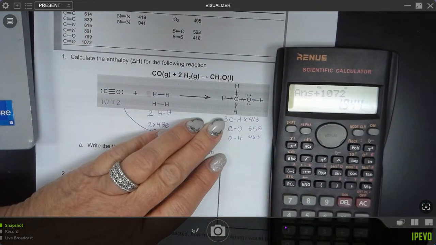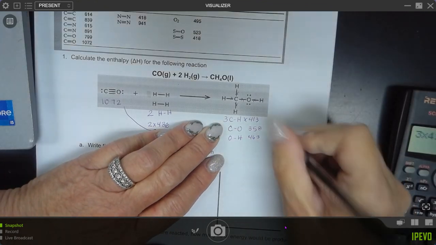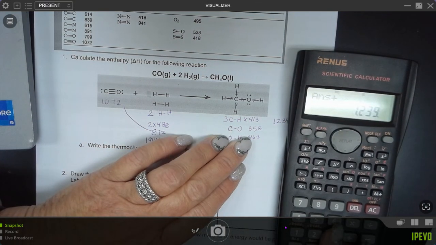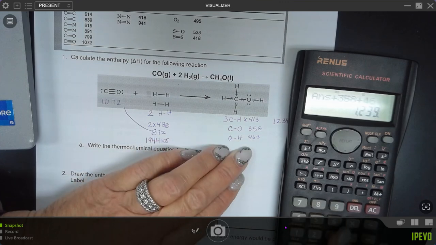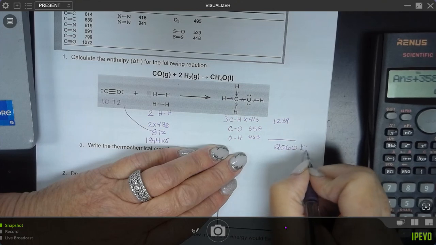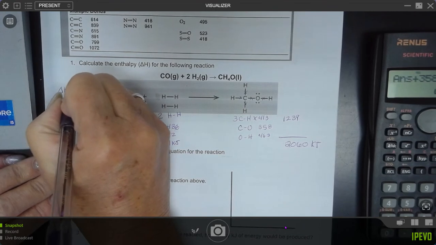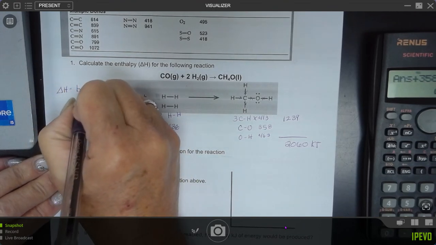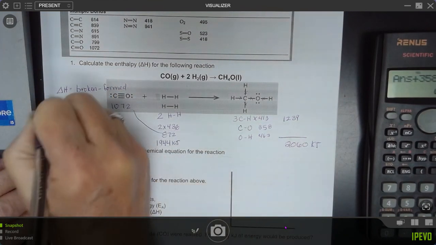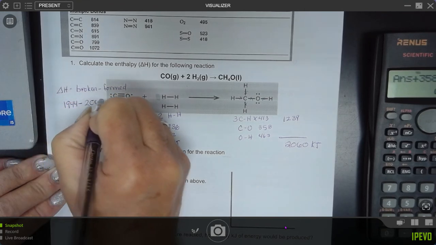So let's figure this out. We've got 3 times 413 is 1,239, and then we're going to add that plus 358 plus 463. So the total here is 2,060 kilojoules. Now, to figure out the delta H, it's the bonds broken minus formed. So broken is 1944, and we're going to subtract 2,060.